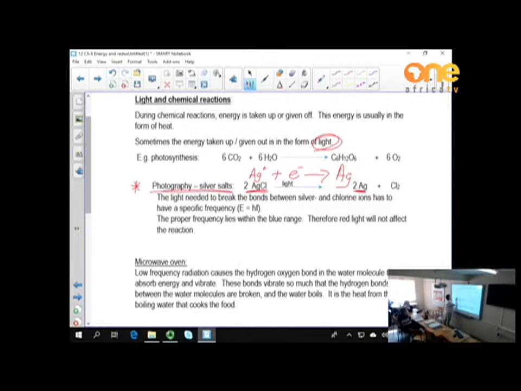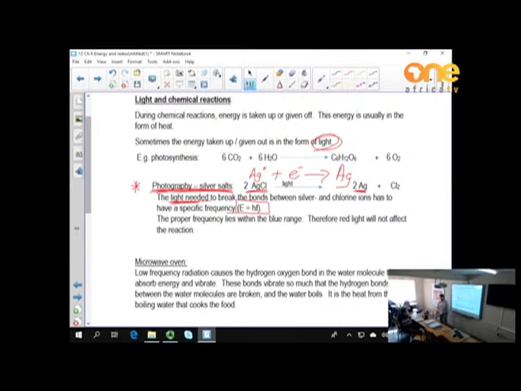So in photography, they use the silver salts. They say the light needed to break the bonds between the silver and the chlorine ions has to have a specific frequency. In the olden days when they developed photos, what color light did they have in their developing room? Red light. Why red? Are they mad? What do we know about the frequency of light? We've done waves. And the energy of the light. Red light has the longest wavelength, the lowest frequency, and the least energy. So red light does not cause this thing to happen.